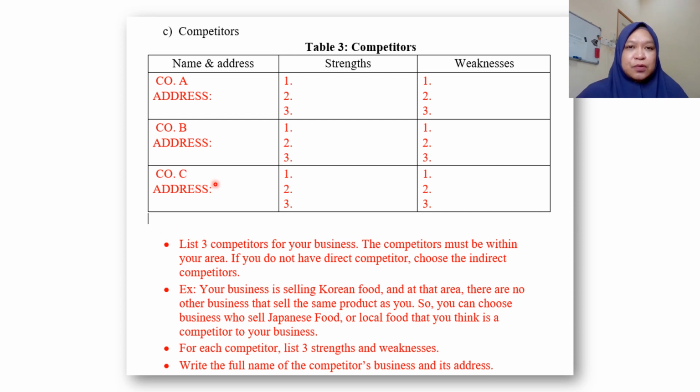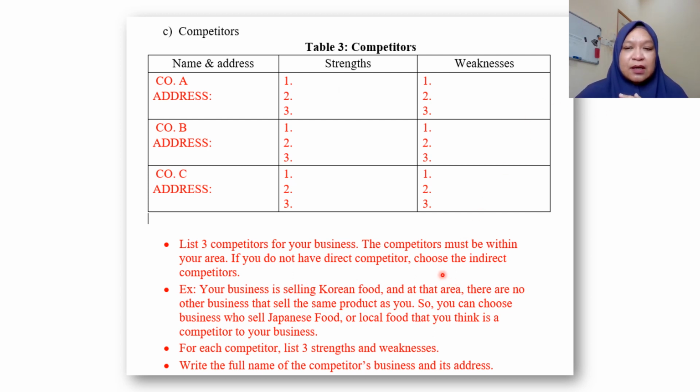Of course, you have to know your competitors in the area. Competitors are those people who sell the same product and compete with you in the same area, or where the customer can find their products in your area. So you find out the strengths of the competitors. List out at least 3 strengths, and also their weaknesses, 3 weaknesses.